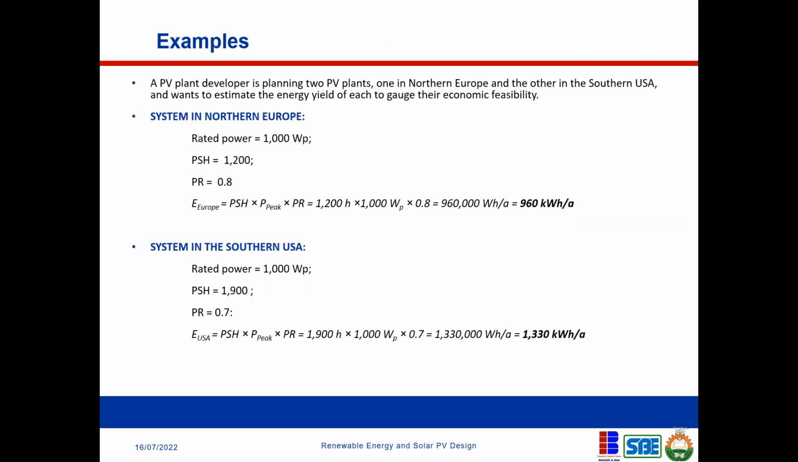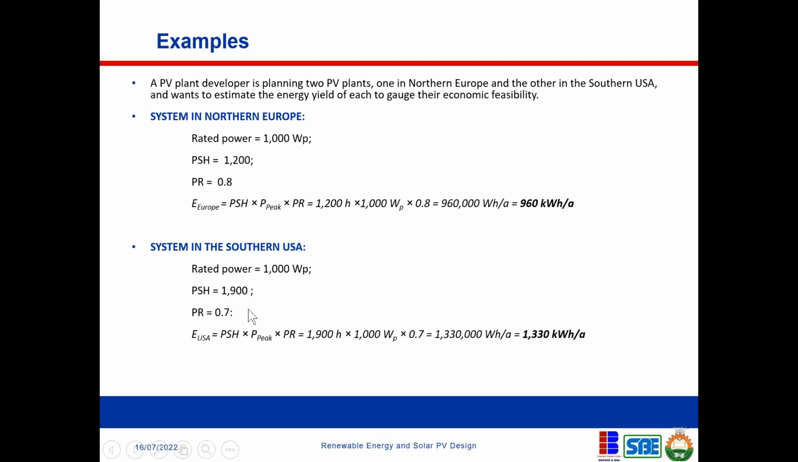So this is just a further example of a project that is done in Northern Europe and another one that is done in Southern America. What we did was calculate the energy yield of both projects. Both projects are of the same capacity: the rated power is 1,000 for each. However, the peak sun hours in Northern Europe is 1,200, whereas the peak sun hours in the Southern US is 1,900.